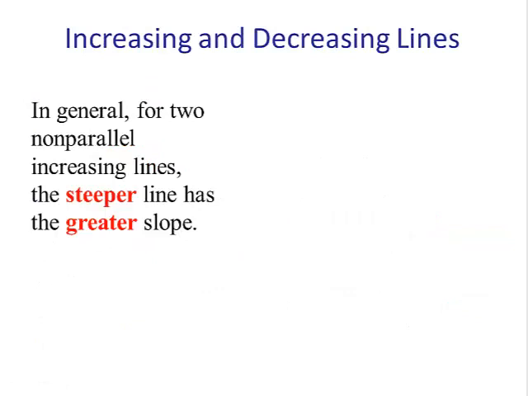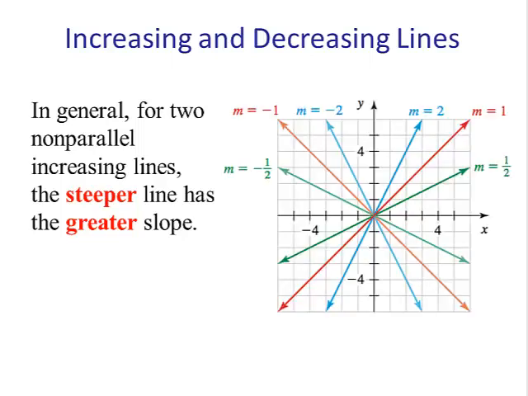In general, for 2 non-parallel increasing lines, the steeper line has the greater slope. So if we look here at the green line, which has a slope of 1 over 2, a half, the red line has a slope of 1. It's larger and the line is steeper. If we look at the blue line here, this has a slope of positive 2, so it's even larger than this line. And this also works going in the negative direction.